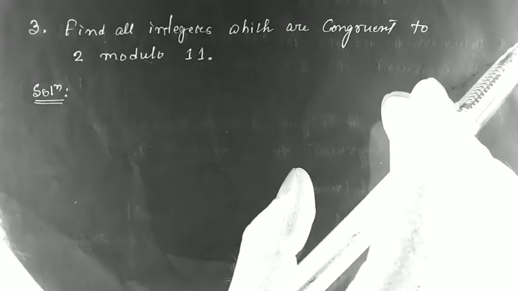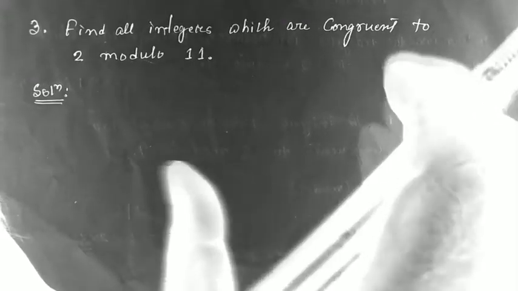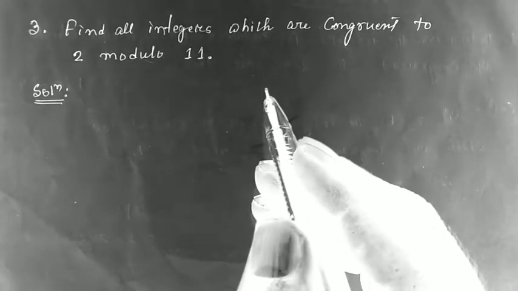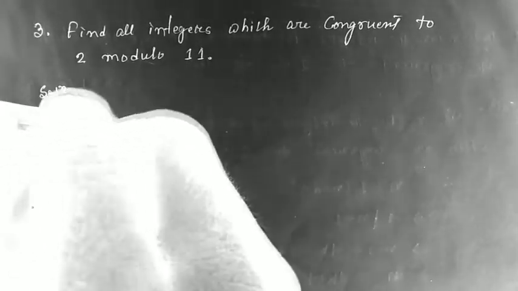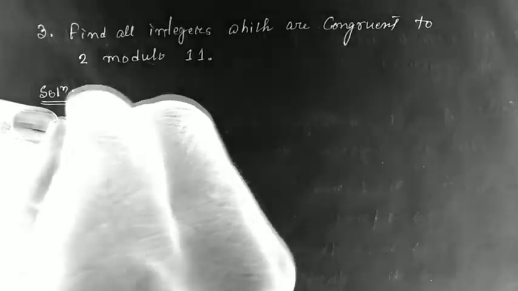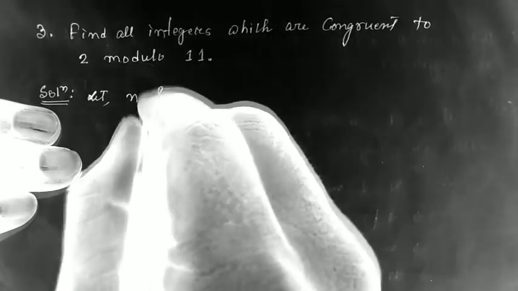So it will be quite different. We have to proceed in the same way, but the condition is not here, so we have to ignore the condition. So what will we do? First of all, we have to do it in the same way. Let n be the integer.